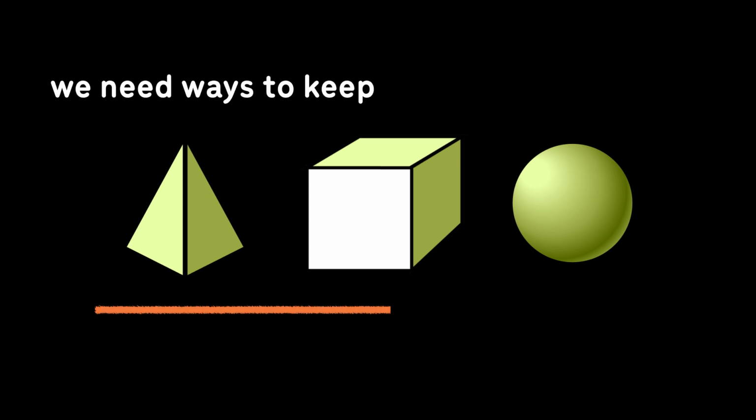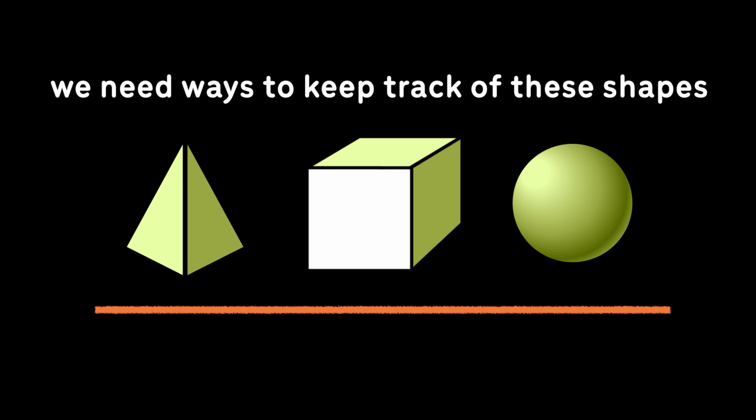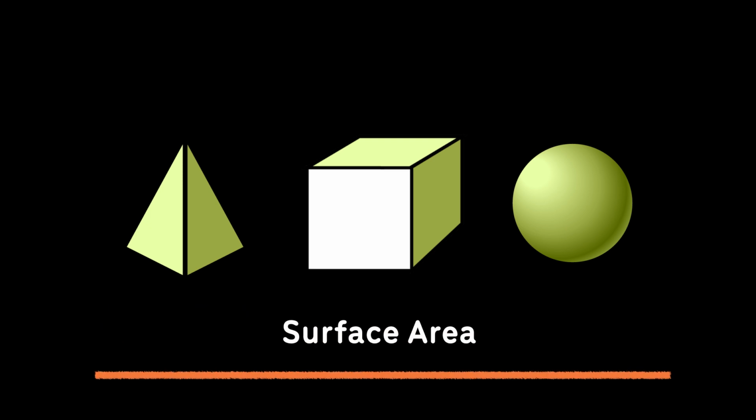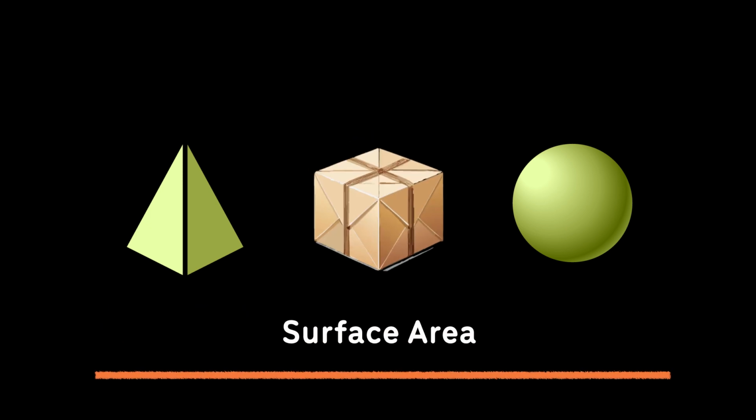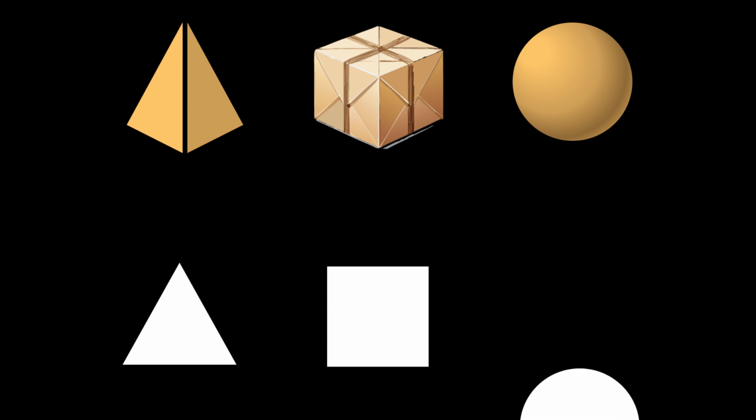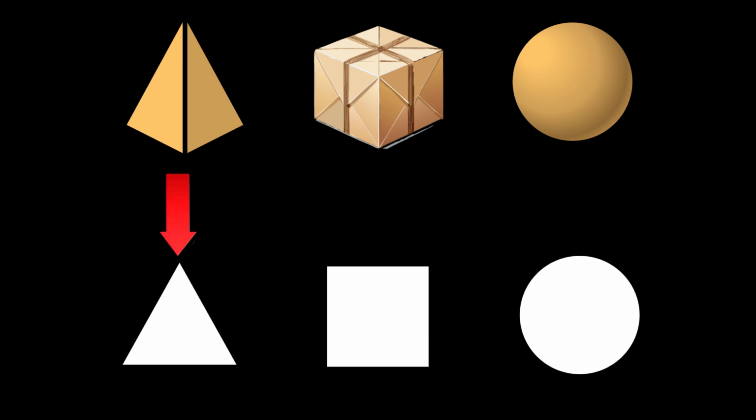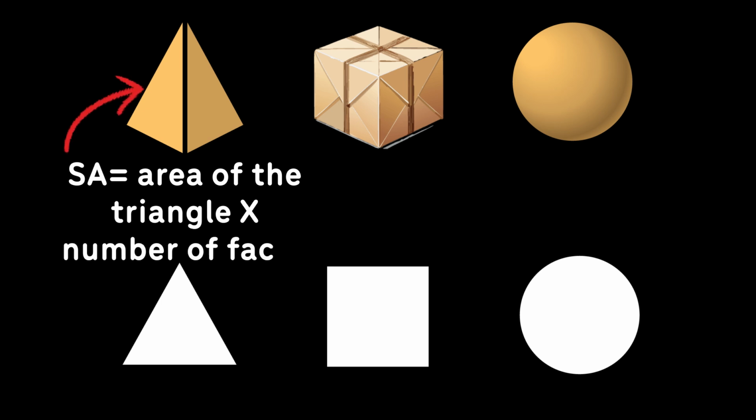But we need ways to keep track of these bizarre shapes, so we've got properties like surface area, which is like measuring the amount of wrapping paper you'd need to cover the shape, and volume. That's how much stuff you can cram inside. Of course, all these formulas mainly depend on the exact shape, but they're quite similar to their 2D counterparts. For example, if you have a triangular pyramid, the surface area would just be the area of the triangle multiplied by the number of faces.